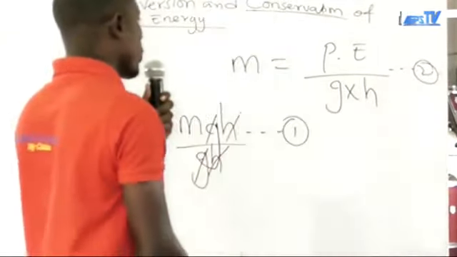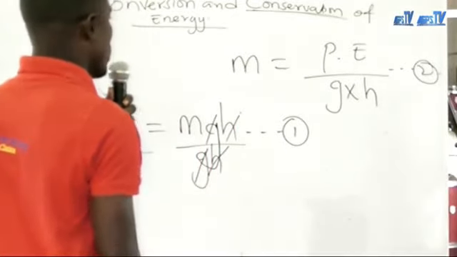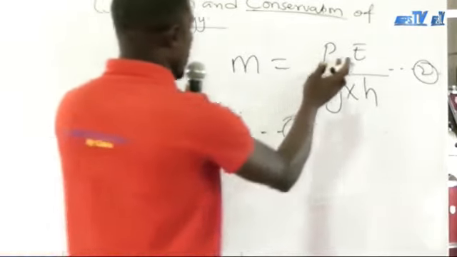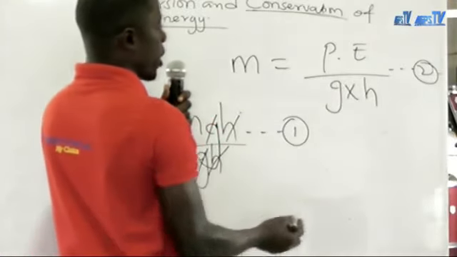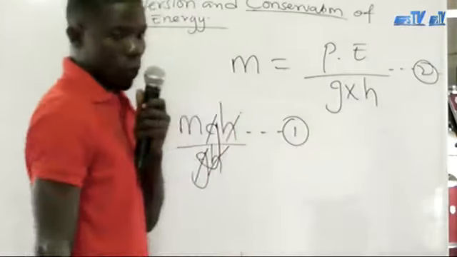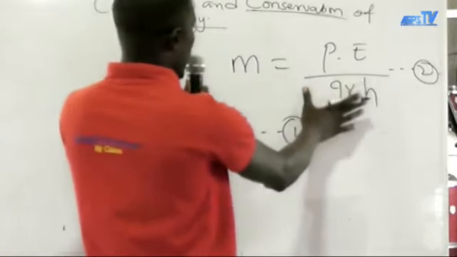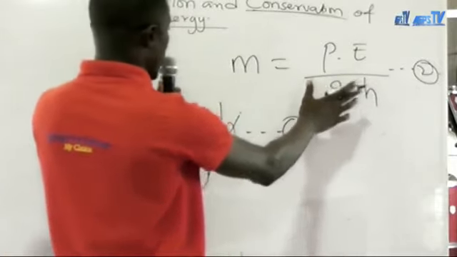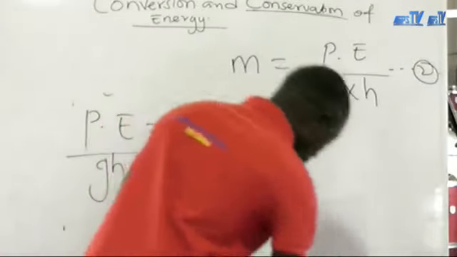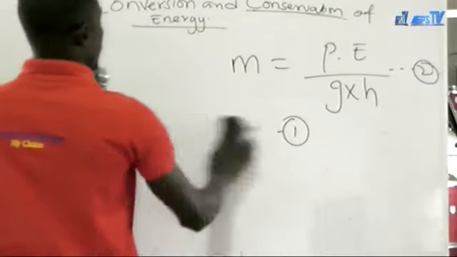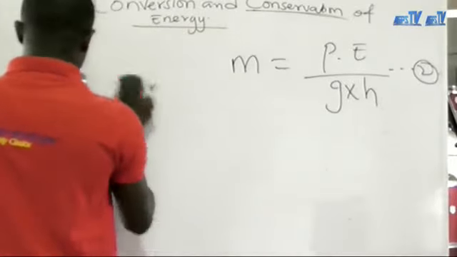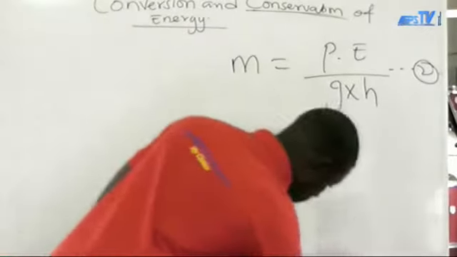So if you are told to find the mass, they will give you the potential energy. Gravity is always constant, which is 10 meters per second square, and they will give you the height. So use this formula to calculate for the mass of the object. Now, let's go to equation 3.